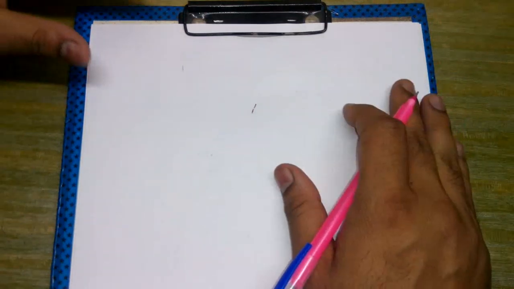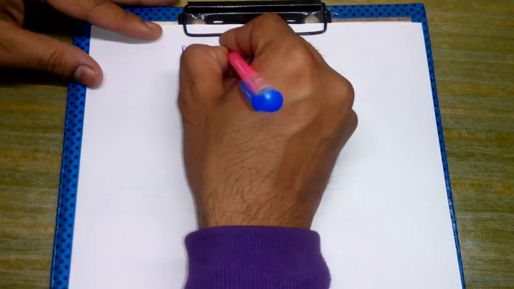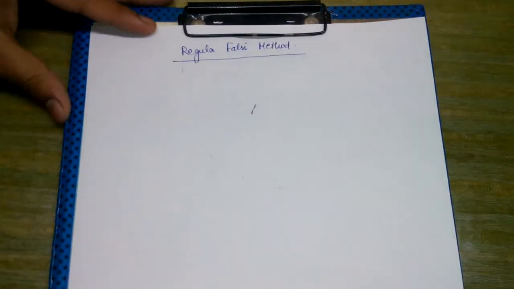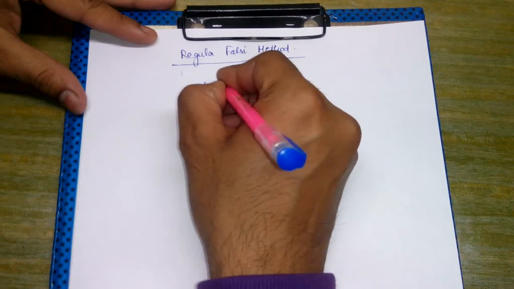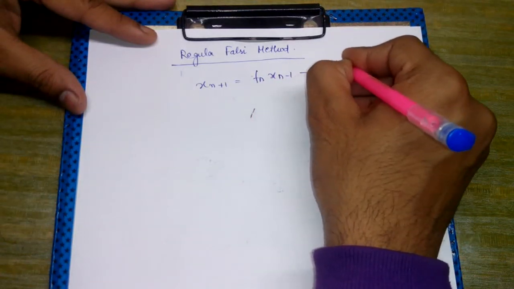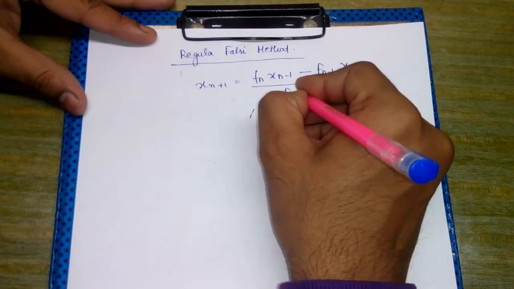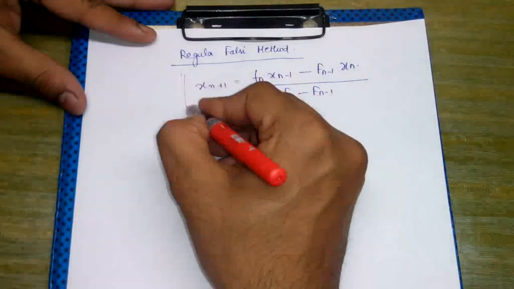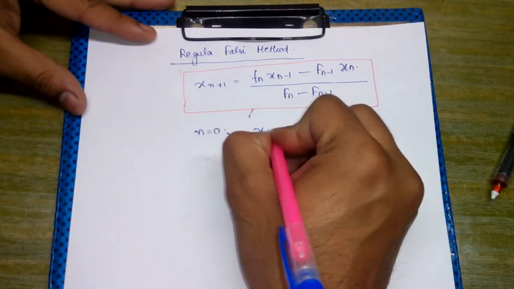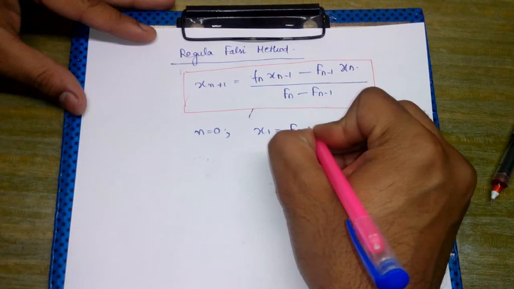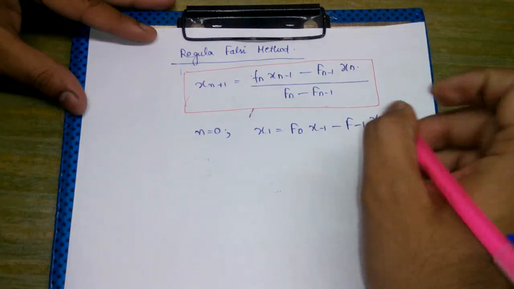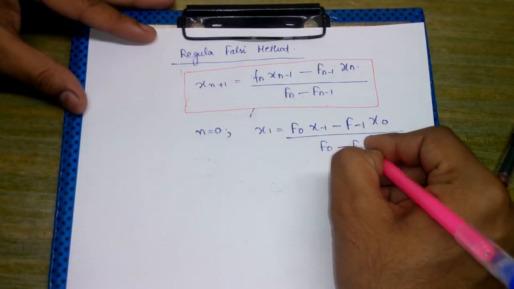So that was about the bisection method and now we will do the regula falsi method. In this method we are not considering the exact center. Rather, the generalized root x(n plus 1) is equal to f(n) x(n minus 1) minus f(n minus 1) x(n) upon f(n) minus f(n minus 1). So this is the generalized formula that we will be using to find the root. For example, if n is equal to 0, then x1 would be equal to f(0) x(minus 1) minus f(minus 1) x(0) upon f(0) minus f(minus 1).